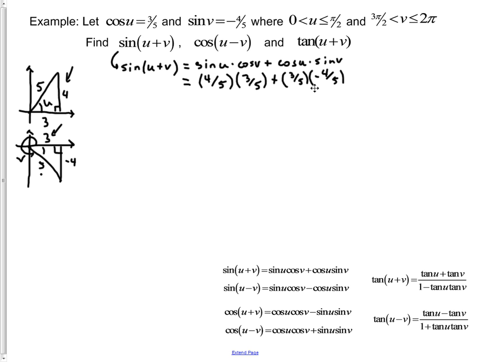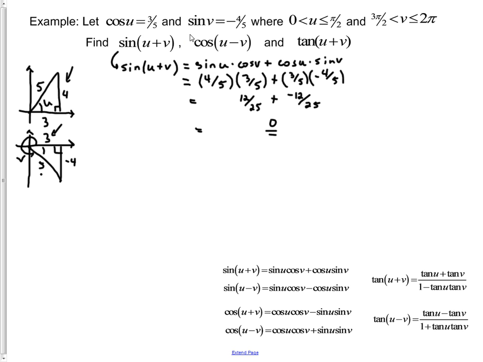So let's go ahead and carry out this multiplication. We're going to get 4 times 3, that's 12, divided by 5 times 5, that's 25. And we're adding that 3 times negative 4, that's negative 12, divided by 25. So in this particular case, we turn up with the value 0. All right, so that's the sine of u plus v.